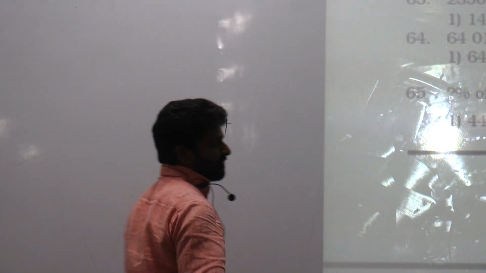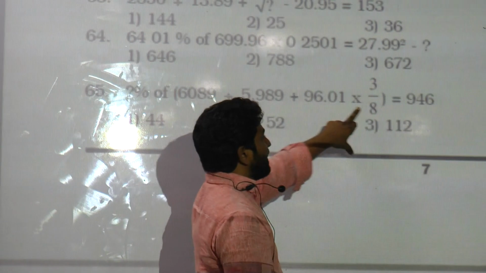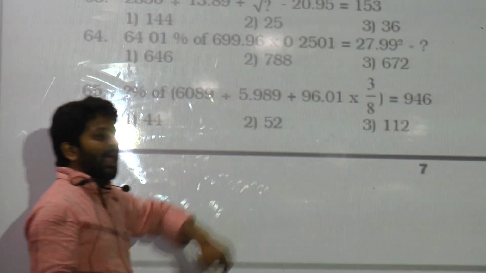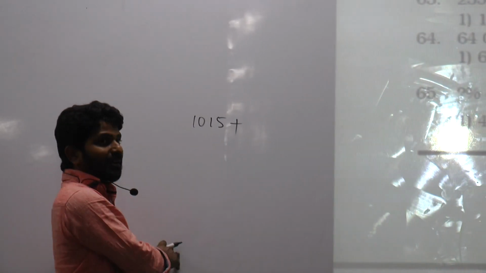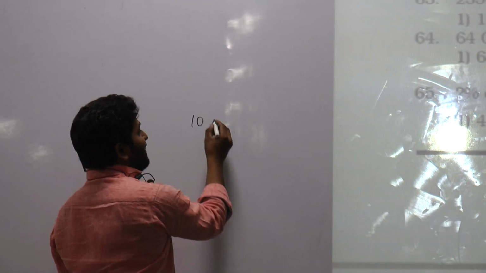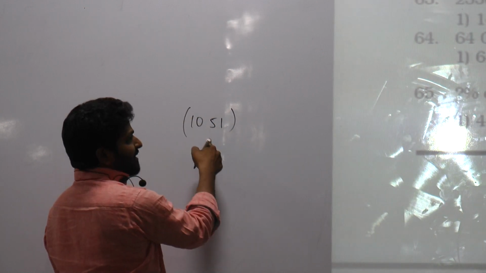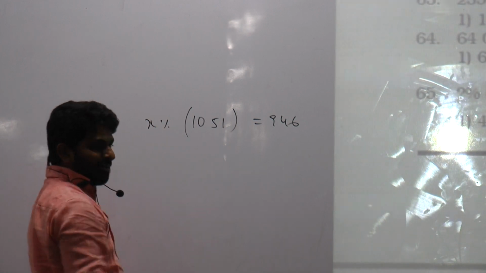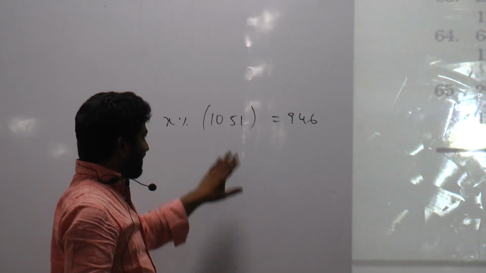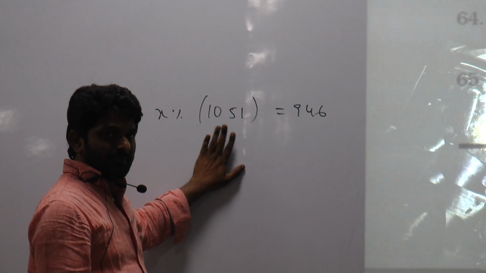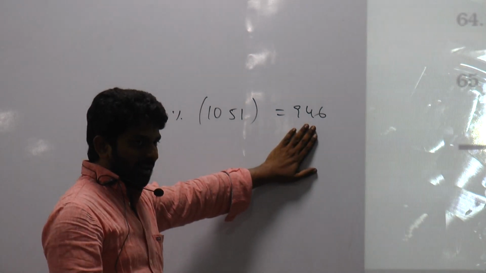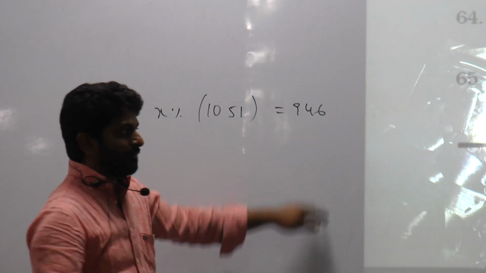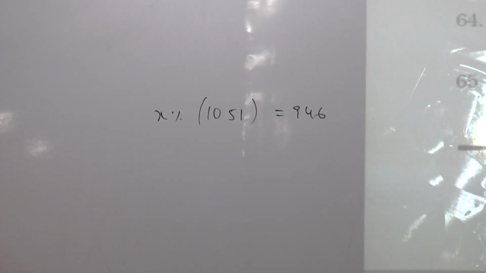1015 plus, this is 96, right? 8 12 times, 12 3s is 36, and you need to add 36 here. 1051. Upon this, 946 is what percent? Near about 1000, near about 900. The answer will be near about 90%.